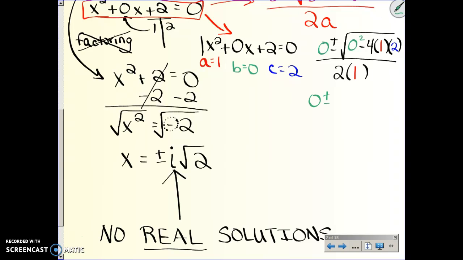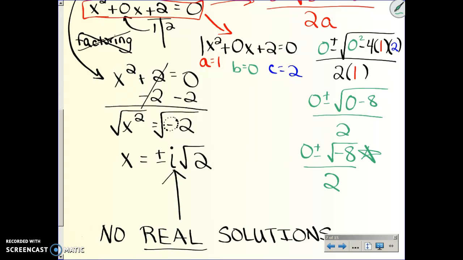Simplify it out. 0 plus or minus the square root of 0 minus 4 times 1 times 2, which is 8, all over 2. And some of you might already see what our issue is going to be. It's that guy right there. There's that negative in the square root. Automatically, when you get a negative in the square root, you're going to have a letter i somewhere in your problem.